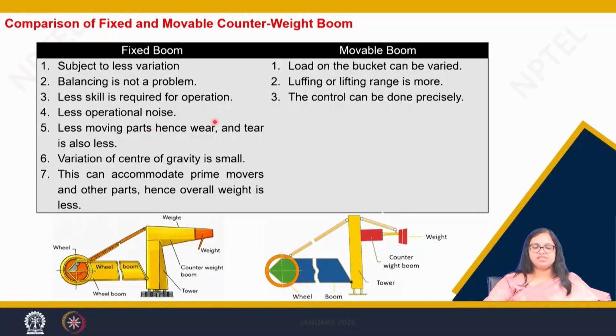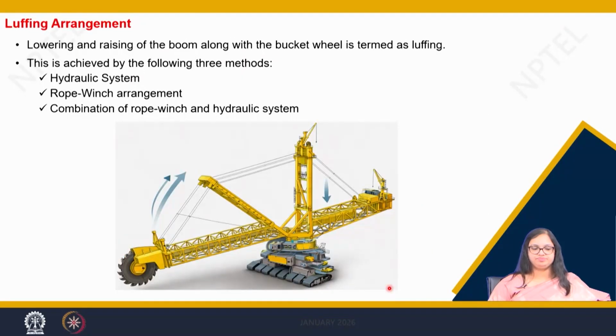In a fixed boom, there is less operational noise, there are fewer moving parts, hence wear and tear is also less. Variation of center of gravity is also small. So, this can accommodate prime movers and other parts, and overall weight is less. This counterweight boom can house the prime movers and the other necessary rope winch arrangement. So, the overall weight of this machine reduces, as or else this prime mover and the other parts have to be housed on the superstructure.